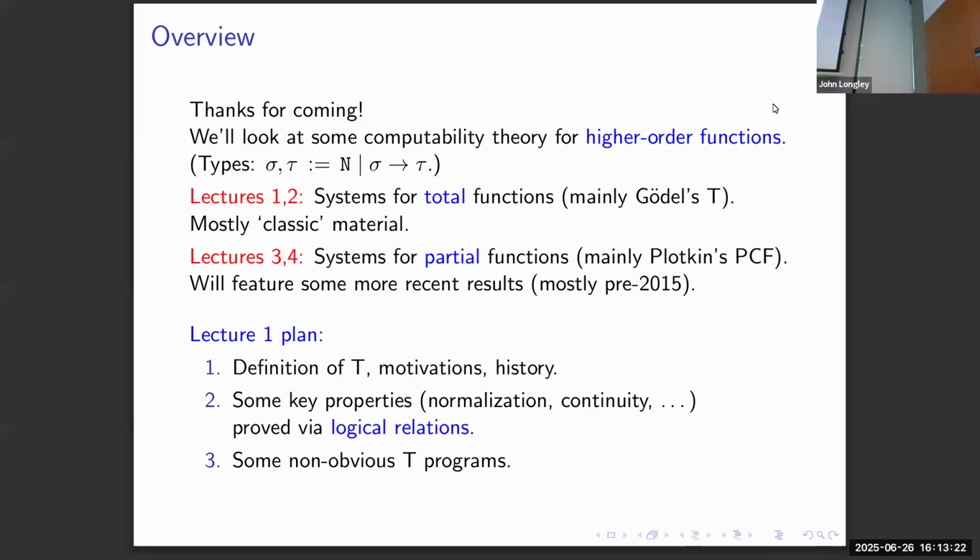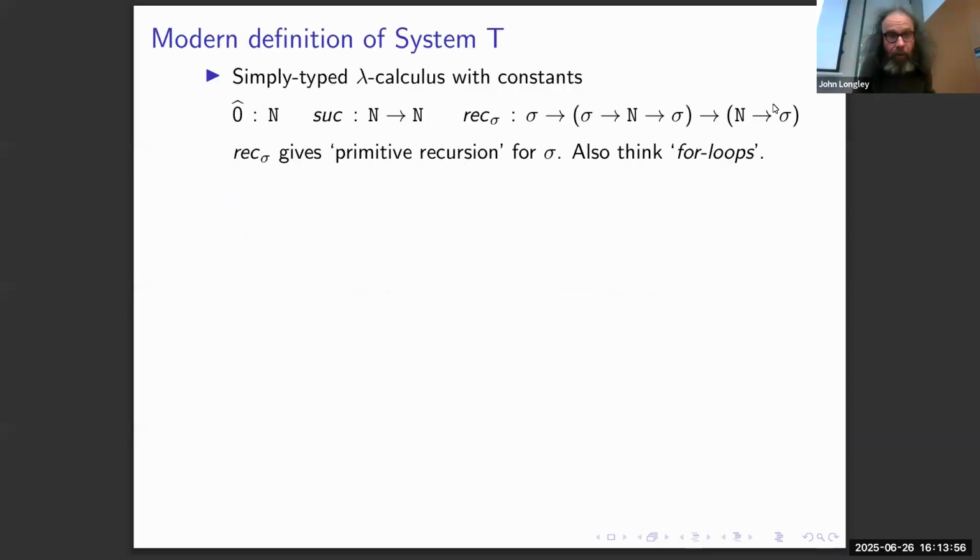Then we'll look at some meta theorems about System T. And I want to emphasize the power and versatility of the method of logical relations as a proof technique for proving a variety of stuff. And then we'll actually look at some stuff that you can do in System T, so actual programs you can write that might be a bit surprising and counterintuitive. I probably won't get too far with that today. And then in lecture 2, we'll talk about the Dialectica interpretation, which is more what Gödel was actually playing.